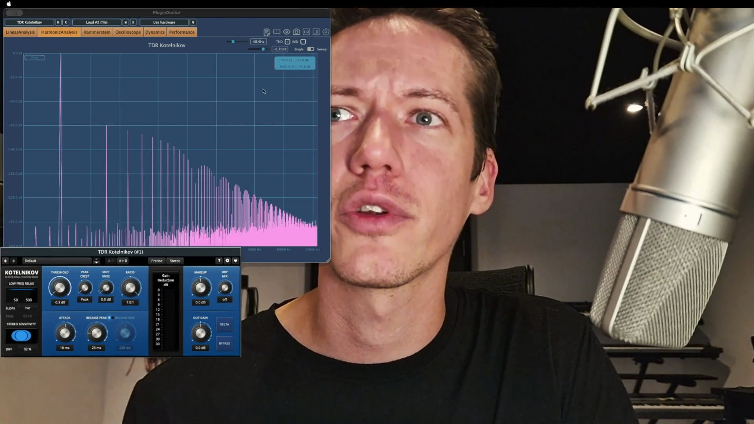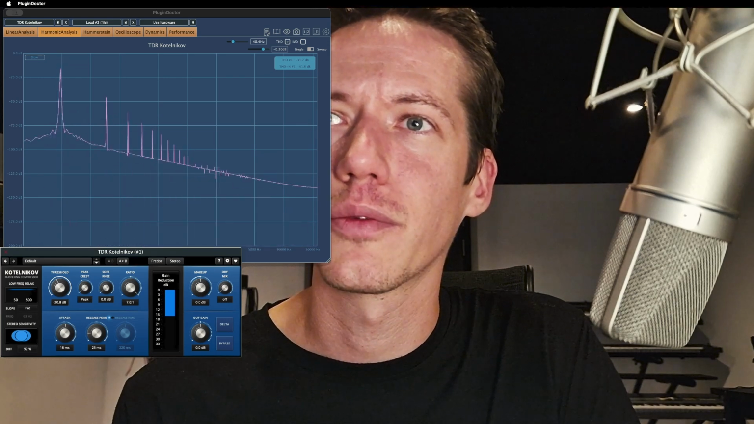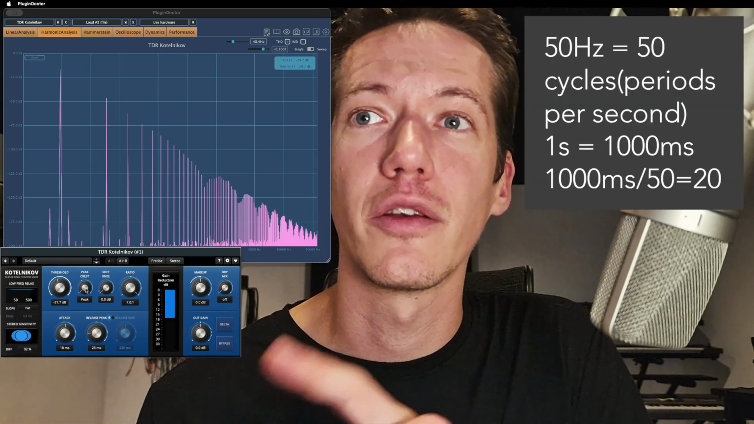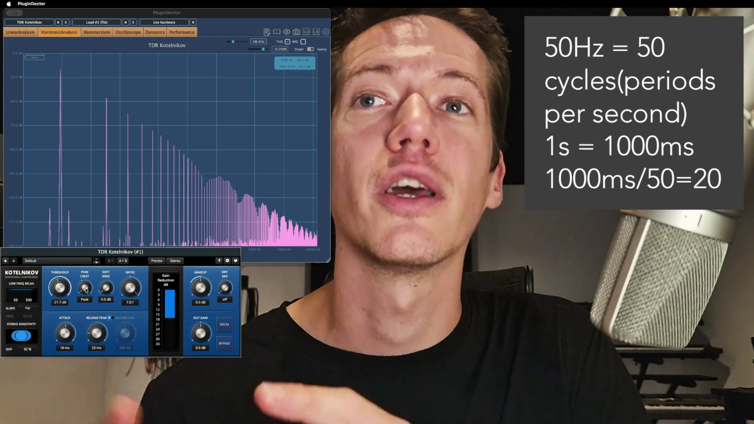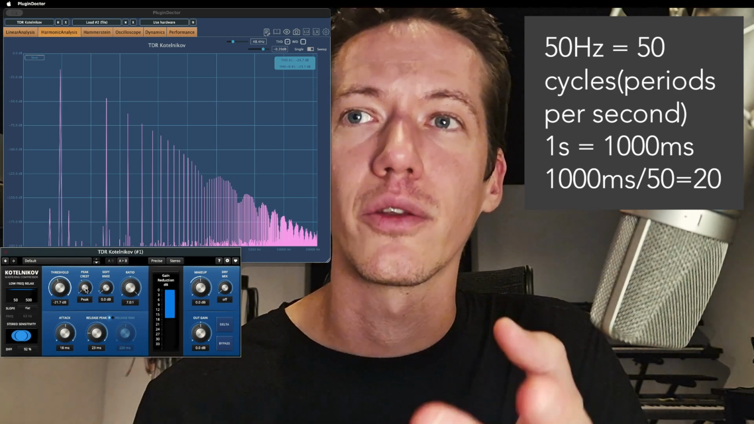With this starting point, I put on Kotelnikov from TDR, and what I did here is to dial in some threshold, having a hard setting and having it react on the peaks, because I want the fastest possible reaction in order to understand what's happening. Okay, so if you have a certain frequency, let's say here 50 Hz, the period of that frequency is actually 20 milliseconds, because you have 50 cycles in 1 second. 1 second is 1000 milliseconds. If you divide 1000 by 50, you get 20, right?